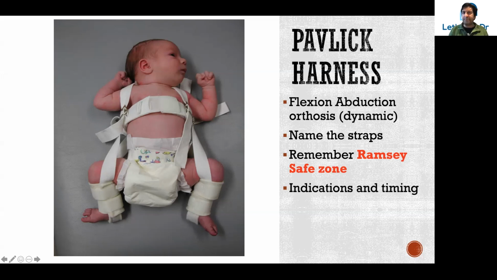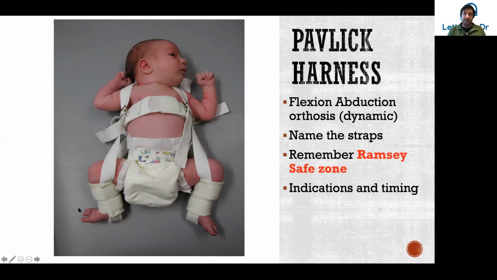Now, as we said, it's a dynamic splint. It's called a flexion abduction orthosis, and it is made up of 4 straps. There's a shoulder strap, which can occasionally cause brachial plexus problems. There's a chest strap, which is used to size the Pavlik harness, which can cause skin problems. And then there's an anterior strap, which flexes the hip up. The key point is the anterior strap can cause a femoral nerve palsy. So when we assess these children clinically, we check that they're kicking out, because that will show us that knee extension is working, and therefore the femoral nerve is working.